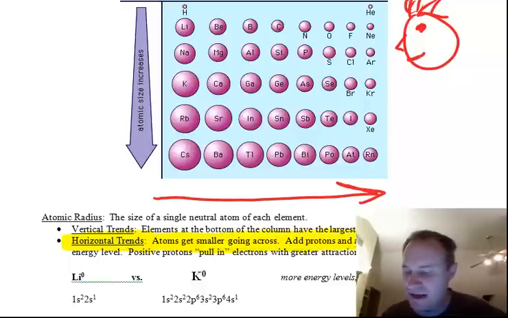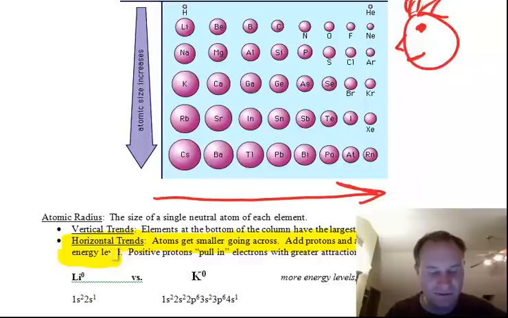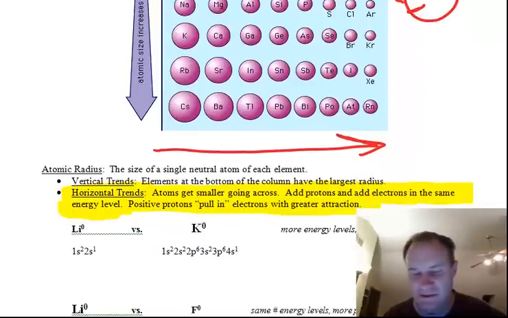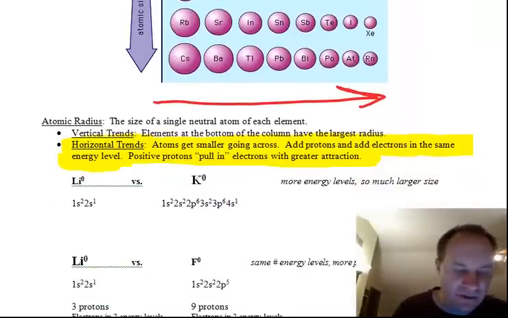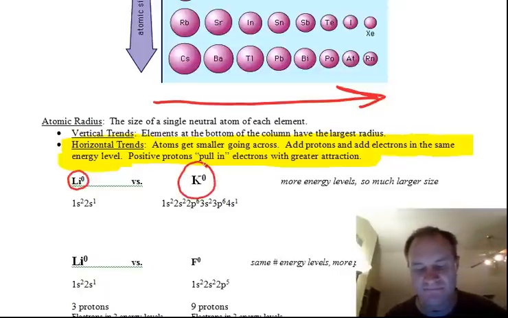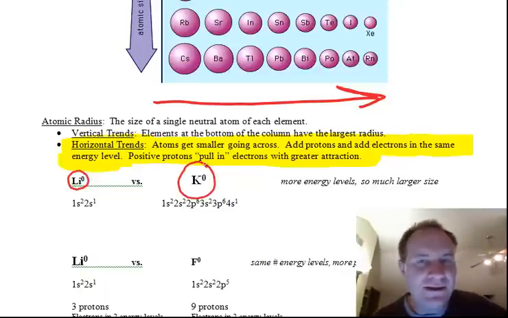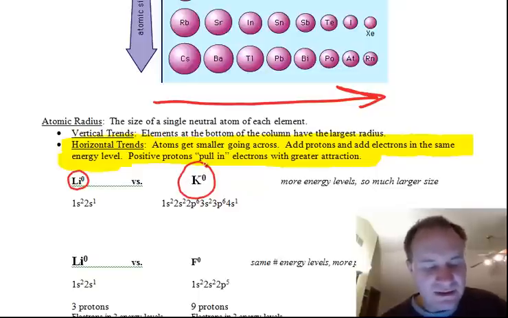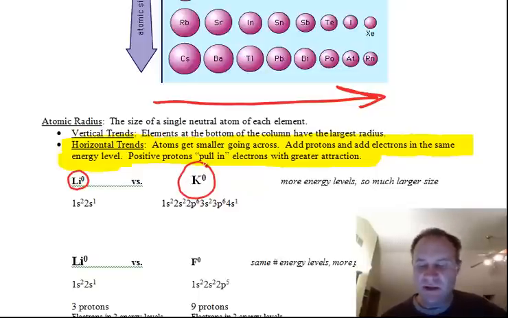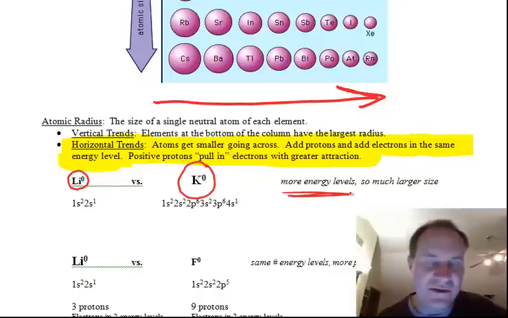If we add protons and electrons to the same energy level, those protons are pulling in the electrons with greater attraction. Well, that's what it says, but let's see if we can examine these things. If we look here at a small lithium and a giant potassium, and look at the electron picture here, and this is where, if you can do the battleship game, about 80% of this unit is all set for us. Little lithium versus the bigger potassium, we clearly have more energy levels, and so it's larger in size. There's not a whole lot more to add to that.